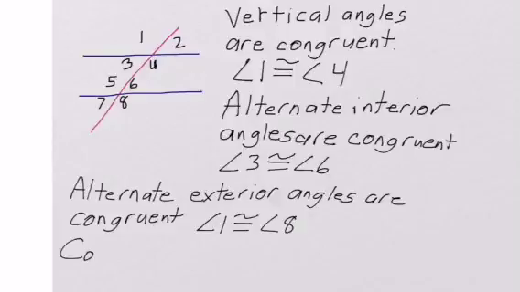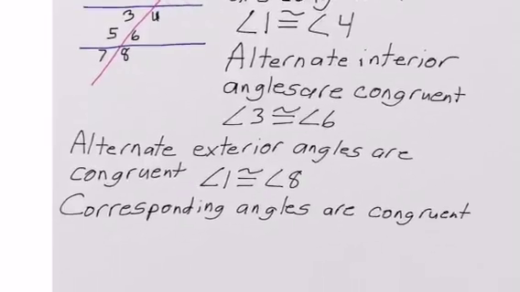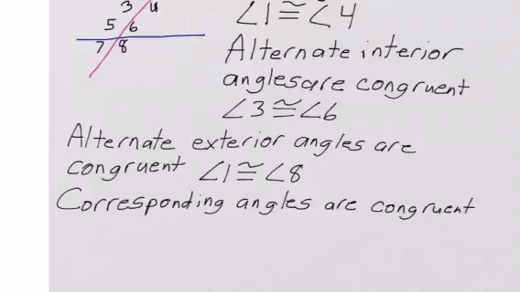Also, corresponding angles are congruent. So in this case, we get angle 3 is congruent to angle 7.